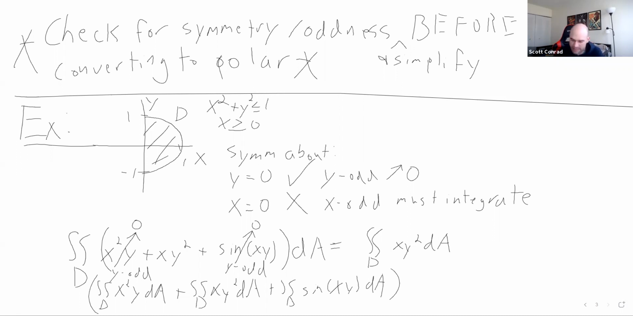Then this guy we'd convert to polar. This is just a side note, but we'd say theta goes from negative pi over 2 to pi over 2, and r goes from 0 to 1. And then xy squared would become r cos theta, r squared sine squared theta. So cos theta, sine squared theta, whatever. Not important. We would convert to polar and evaluate. We've simplified our function. We've made our life a lot easier.